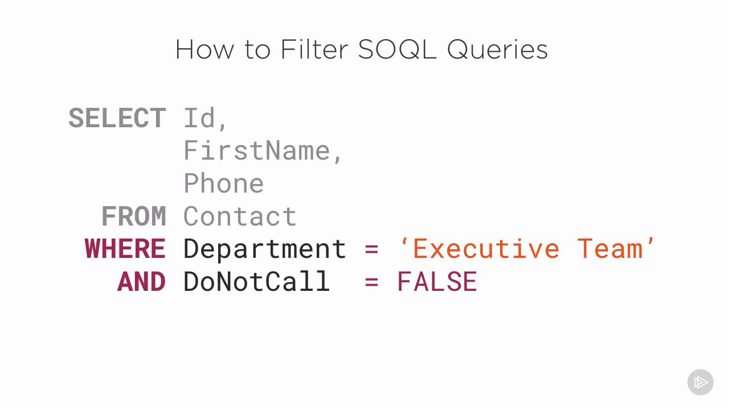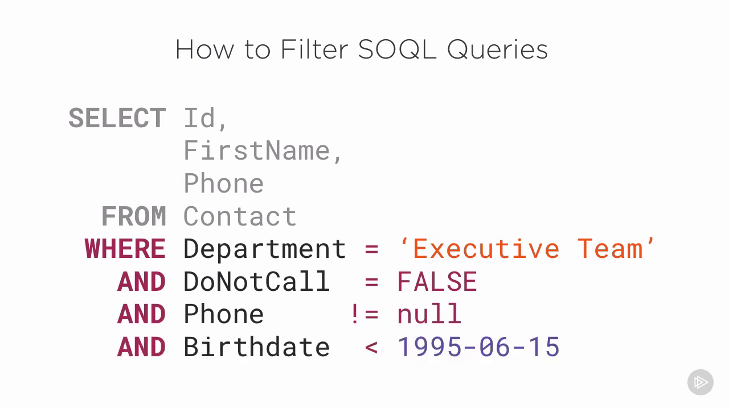I'm going to personally invite all my guests, so I need another filter to only show contacts when I know their phone number. I add another and statement in my overall where clause to do this. Notice that exclamation point equals is the operator for not equal to, and I state their phone cannot be equal to null.